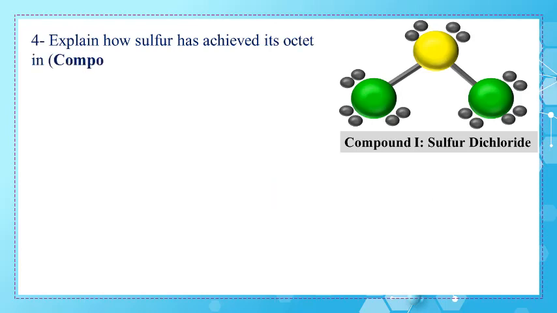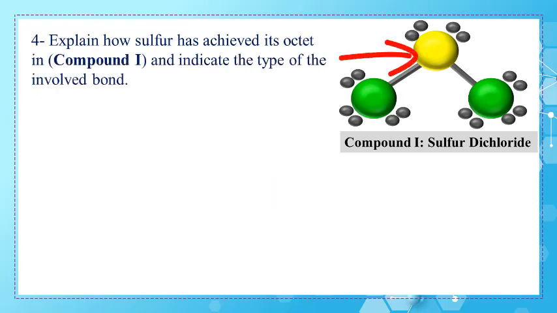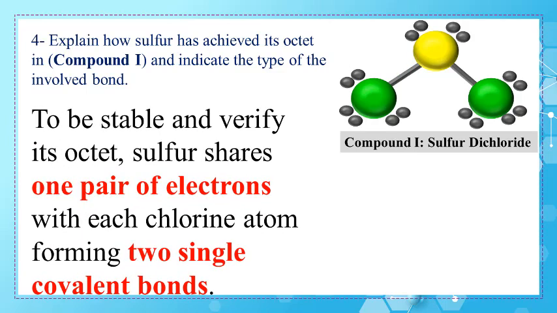In part 4, explain how sulfur has achieved its octet in compound 1 and indicate the type of the involved bond. To be stable and verify its octet, sulfur shares 1 pair of electrons with each of the 2 chlorine atoms, forming 2 single covalent bonds.